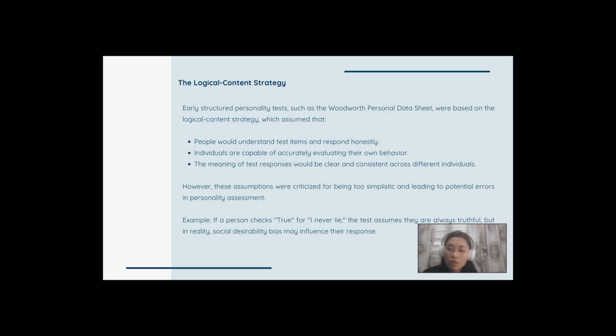However, these assumptions were criticized for being too simplistic and leading to potential errors in personality assessment. People might misinterpret questions or answer dishonestly. Responses can be influenced by social desirability bias, or trying to appear better than they are, and questions may be too simplistic and not capture the complexity of personality. For example, if a person checks true for "I never lie," the test assumes they are always truthful, but in reality, social desirability bias may influence the responses.